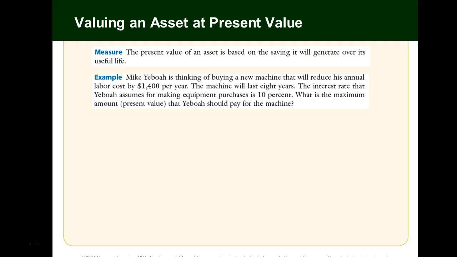Here's an example. The present value of an asset is based on the savings it will generate over its life. Mike Yebo is thinking about buying a machine that will reduce his annual labor cost by $1,400 per year. The machine will last 8 years. The interest rate that Yebo assumes for making equipment purchases is 10%. What is the maximum amount that Yebo should pay for this machine?